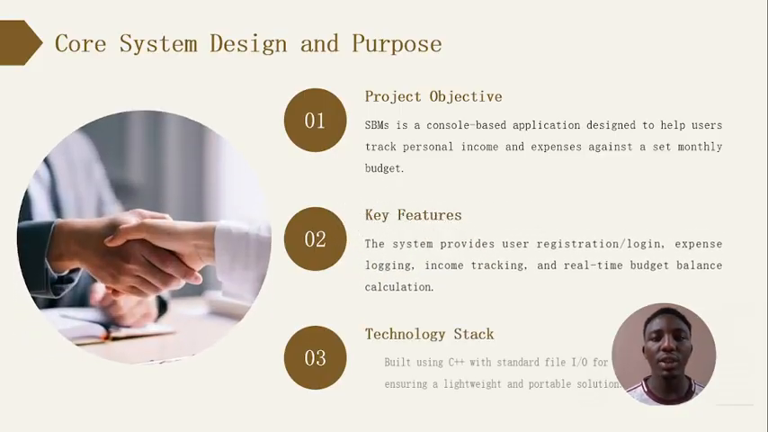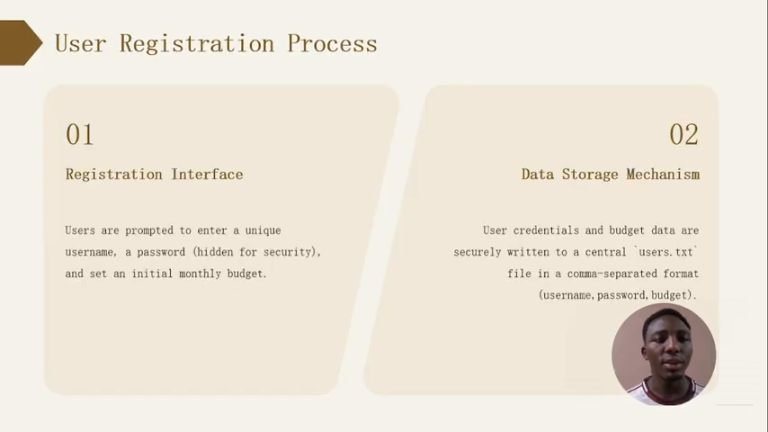The main objective of this project is a console-based application designed to help users track personal income and expenses against a set monthly budget. The key features are user registration and login, and expense and income tracking. The core technology used here is the C++ programming language. In the user registration process, the user enters credentials, and during login comes back with those same credentials.